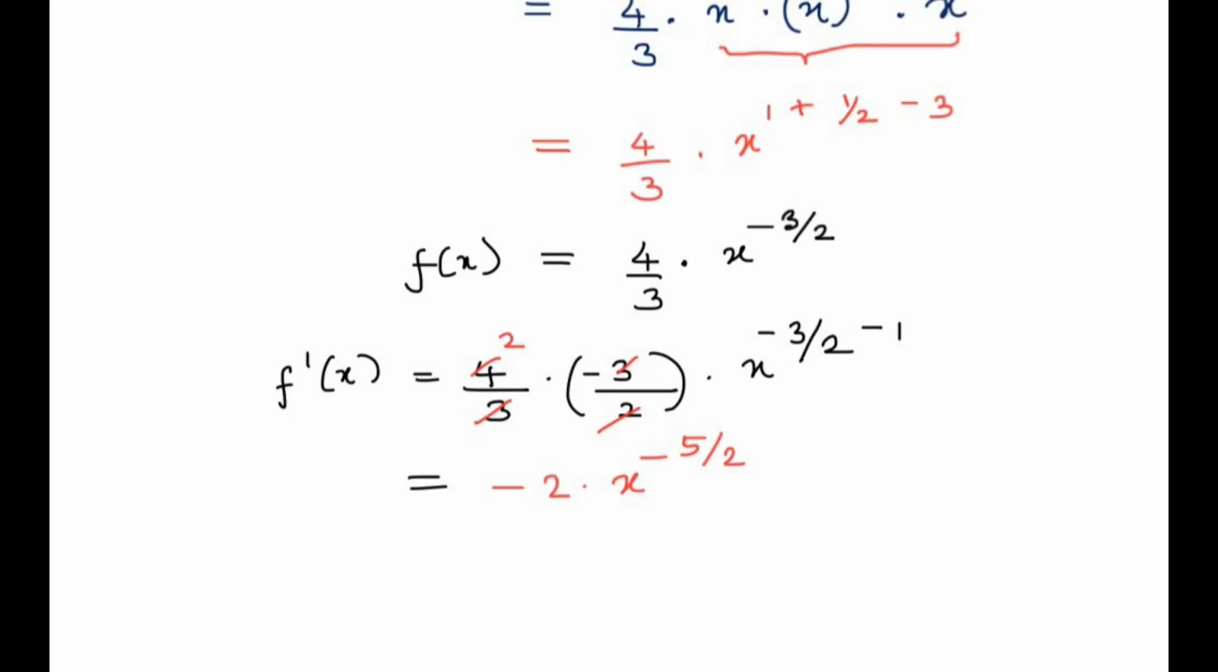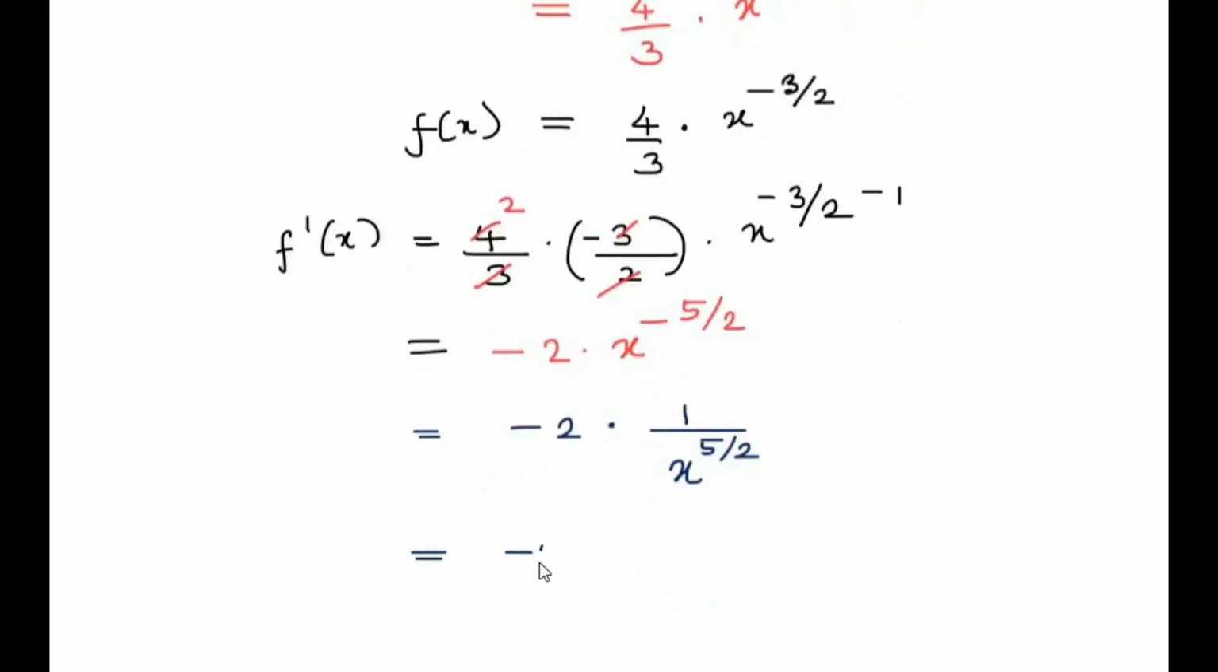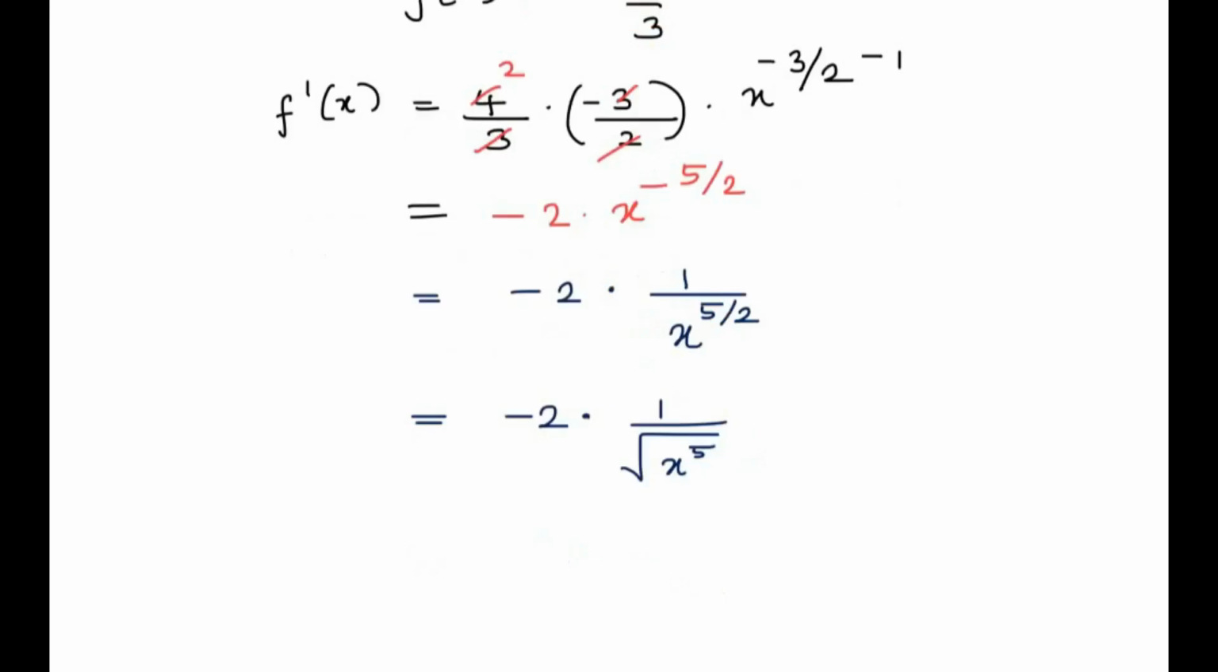Next, further simplification, since we got a negative power, we are going to write it as -2 times 1 over x to the power of positive 5 over 2. Or we can write it as minus 2 times 1 over, since this is a fractional power and in the denominator you have 2, it becomes square root of x to the power of 5. Now here let us simplify this square root of x to the power of 5. So we are going to write it as -2 times 1 over.